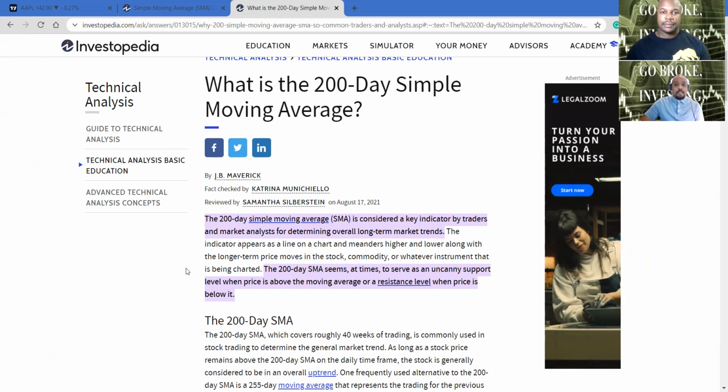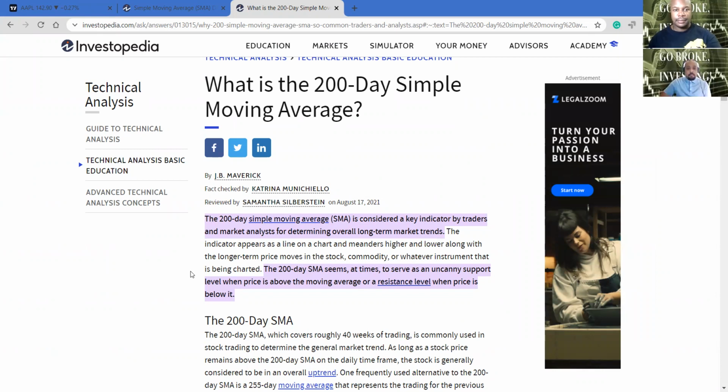Well, in a separate article, both these articles are on Investopedia, the 200-day simple moving average is considered a key indicator by traders and market analysts for determining overall long-term market trends. So if you're a long-term trader, this is definitely something that you want to use in your analysis. The other thing they say is that the 200-day simple moving average, or 200-day SMA, seems at times to serve as an uncanny support level when price is above the moving average, or a resistance level when price is below it. That's a bunch of fancy words, but I'm going to explain it here in a chart.